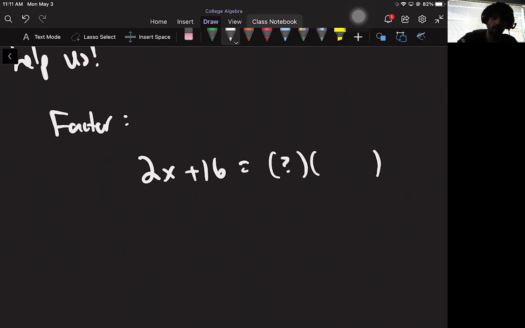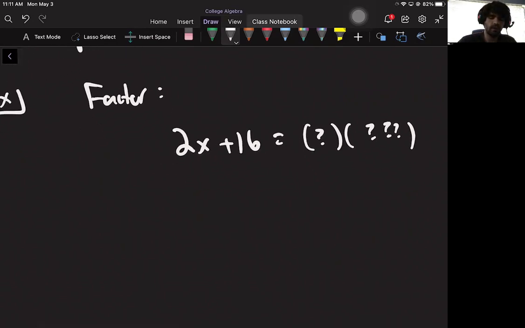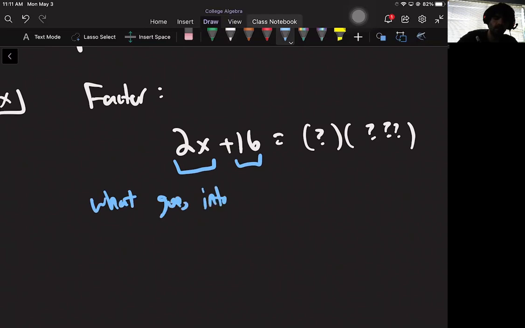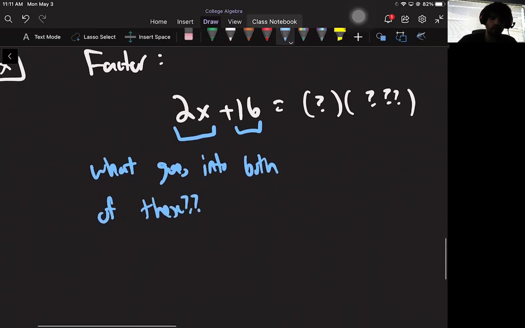Figure out what it is. What are we taking out, and then what's left, such that when we multiply it back together, we'll get 2x plus 16. Well, when you just have two terms like this, all we're looking for is what goes into this and what also goes into this. So what goes into both of these? What divides into them? Well, a 2.